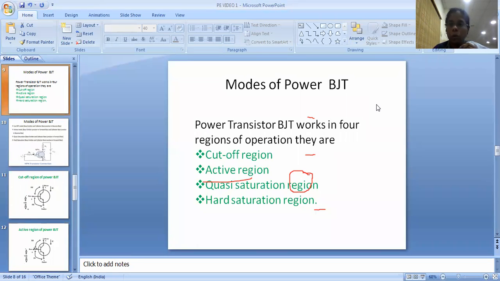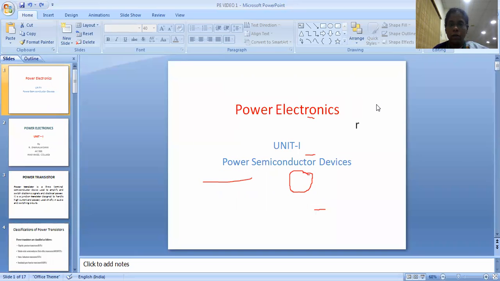Here we can see that. Now we will see how it is working, the modes of operation of BJT. When we take modes of operation of BJT, it can be classified into four regions. You can segregate that into four regions: one is cutoff region, active region, quasi-saturation region, and hard saturation region.